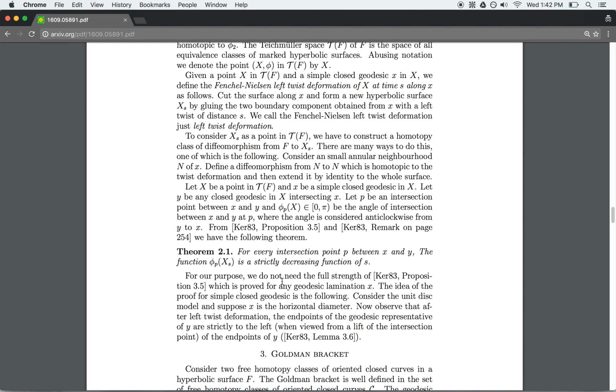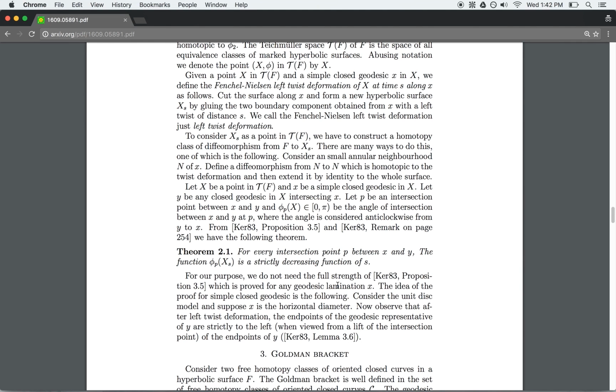Let X be a point in T(F), and x be a simple closed geodesic in X. Let y be any closed geodesic in X intersecting x. Let P be an intersection point between x and y, and let φ_P(X) be the angle of intersection, in the interval from 0 to π, between x and y at P, where the angle is considered anti-clockwise from y to x.